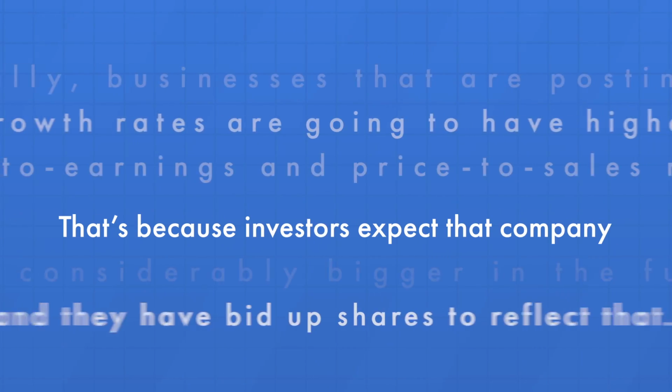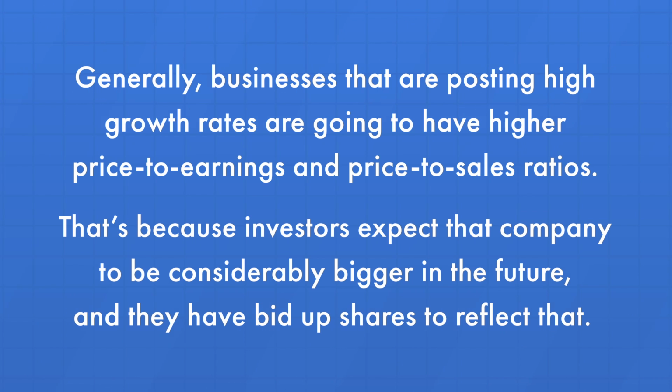Generally, businesses that are posting high growth rates are going to have high price to earnings and price to sales ratios. That's because investors expect that company to be considerably bigger in the future, and they have bid up shares to reflect that. That doesn't mean they're bad stocks to own, it just means that people are expecting big growth to continue, and if it doesn't, shares could fall dramatically.